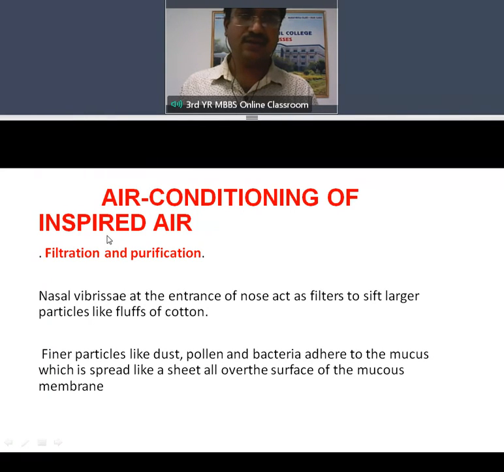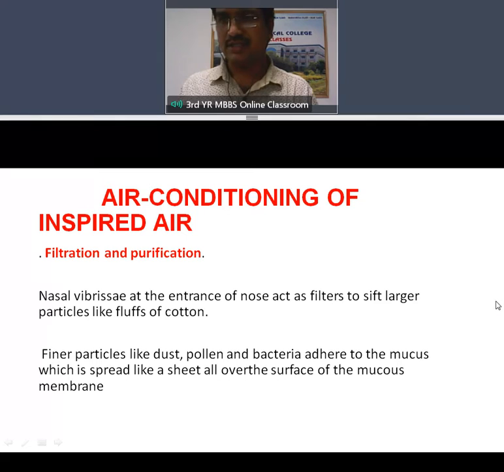So the first function is air conditioning of the inspired air. First is the filtration and purification of the inspired air. Nasal vibrissae, the hair follicles at the entrance of the nose, act as filters to shift large particles like puffs of cotton. Finer particles like dust, pollen, and bacteria adhere to the mucus, which is spread like a sheet all over the surface of the mucous membrane.